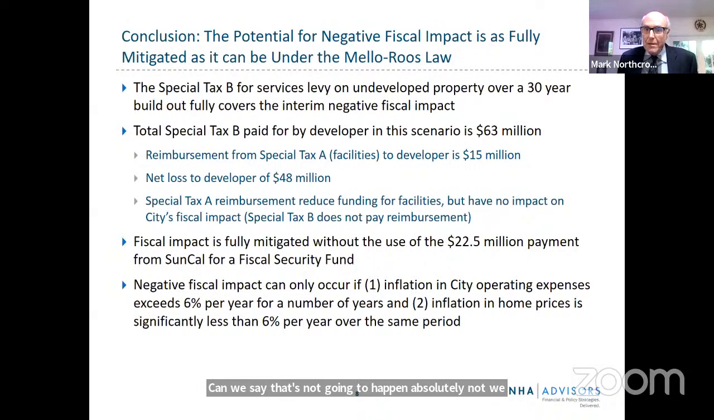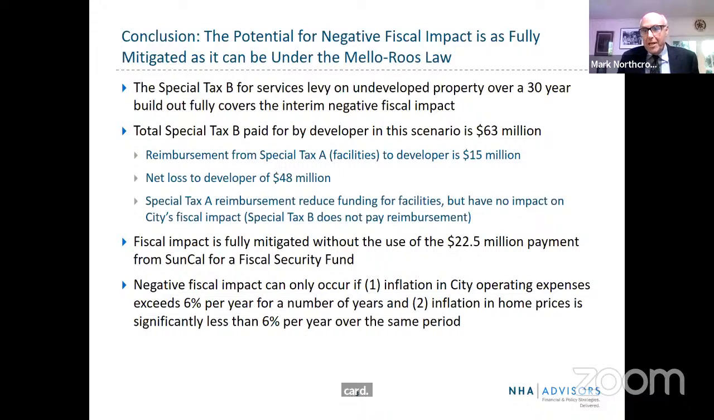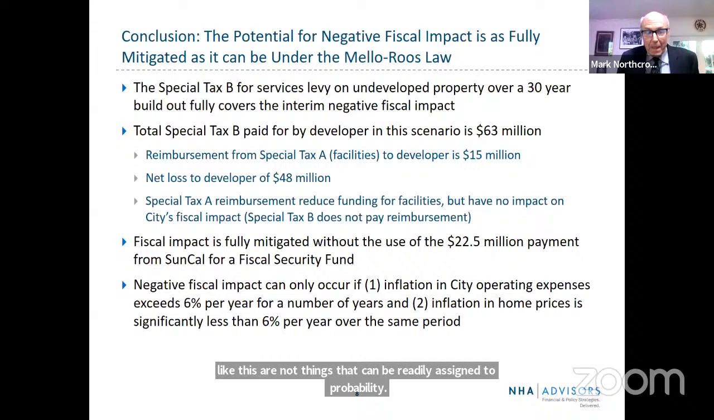That is uncertainty. And as we've talked before, there are uncertainties that can't be quantified. It's not like a deck of cards, where you can assign a probability to drawing a particular card. Events like this are not things that can be readily assigned a probability. So you have to acknowledge them as being things that can happen.